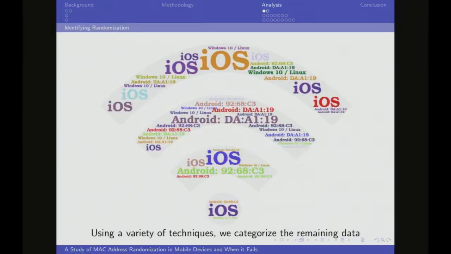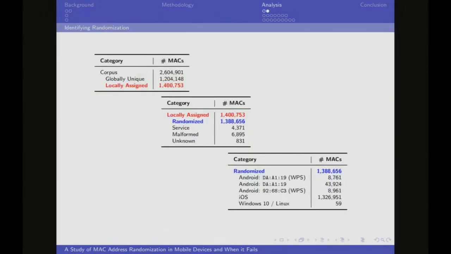Lastly, and what we'll get into as part of the flaws, is we categorize what was left over as iOS or different types of Android or Windows 10 randomization. And we're left with this. As you can see, over half of our data was locally assigned. That doesn't mean half of our data set were devices. A device can have multiple randomized addresses. That's the whole point. Then we broke down those randomized addresses into different bins. We're going to talk about those different bins and how each of those has different flaws.